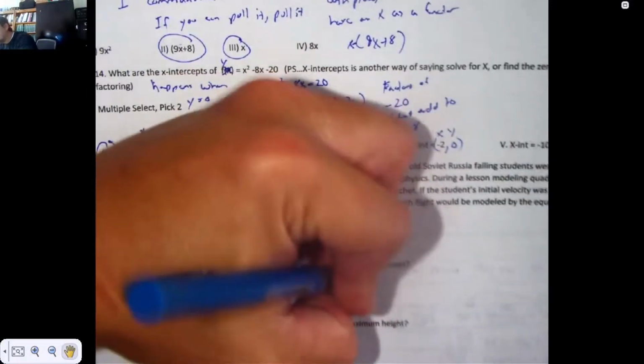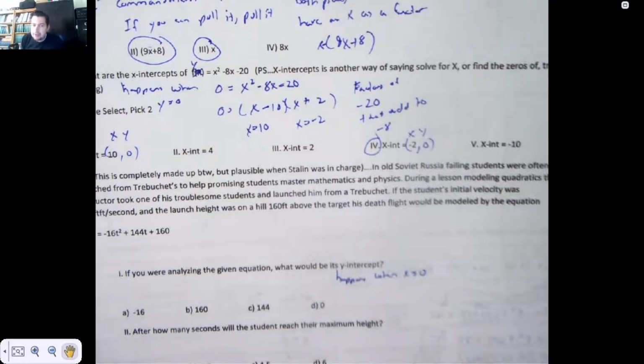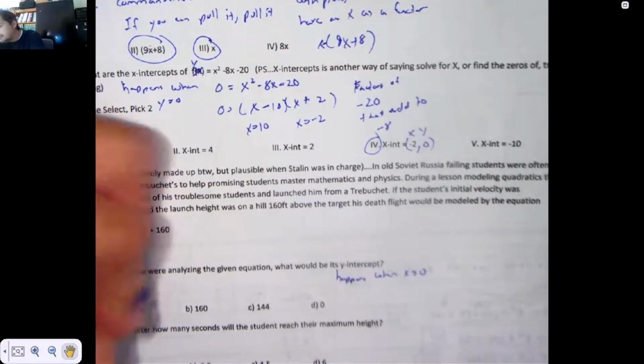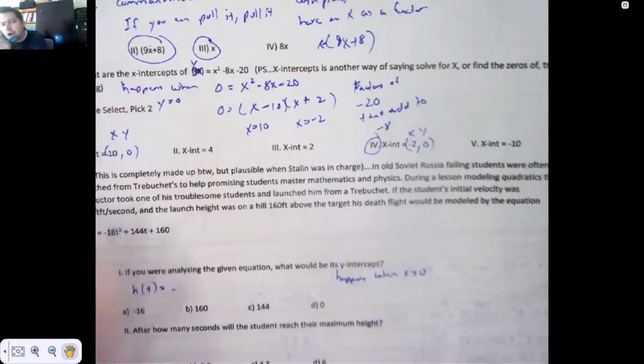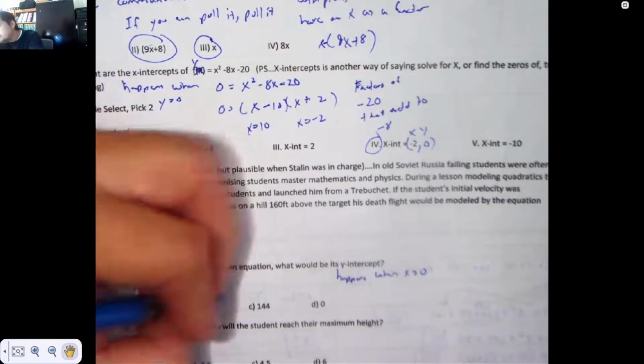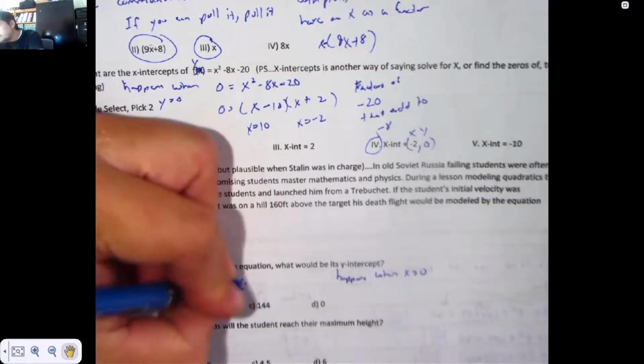A y-intercept happens when x is 0. That is not an Algebra 2 standard. That's a 7th grade math standard, kids. It's old. Really old. You guys complaining about having to know so much stuff. You don't know anything from 7th grade. You don't. Claiming you're smart and you can't remember a subject taught in 7th grade.